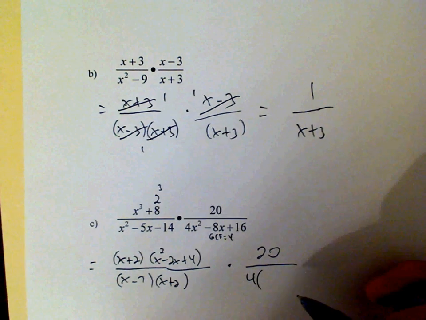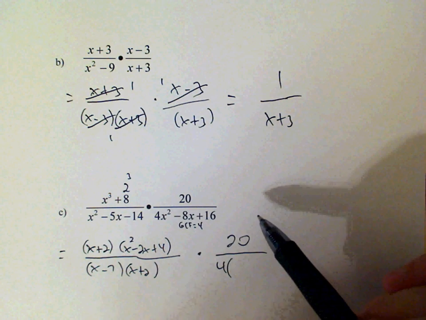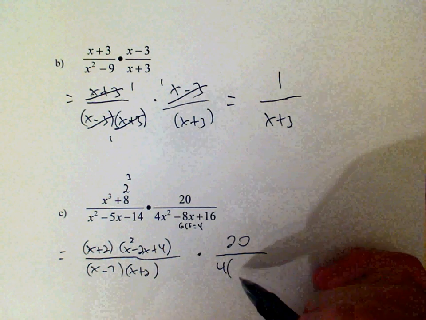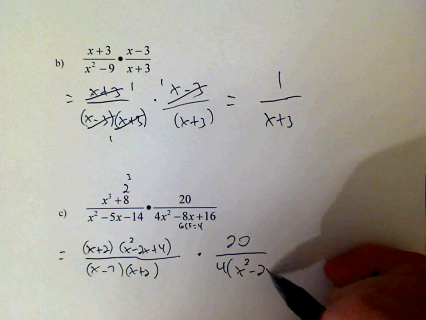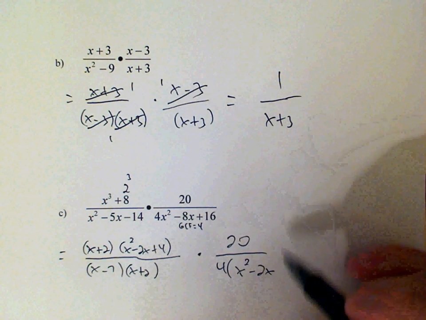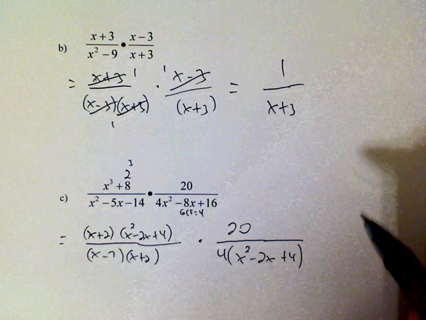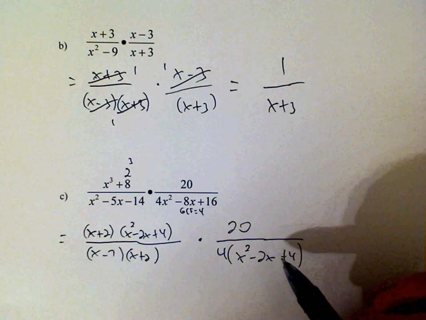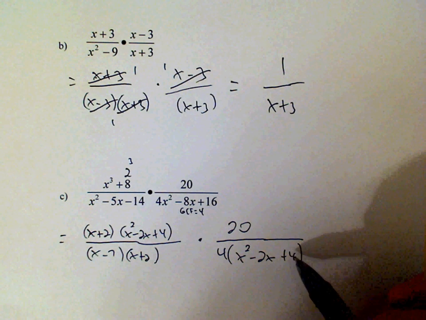So I'm going to write that in front of my parentheses and divide each of those by 4. 4x squared divided by 4 is x squared. Negative 8x divided by 4 is negative 2x. And 16 divided by 4 is a plus 4. Now watch this. I could check and see if this factors, but I don't really need to. It doesn't factor, by the way. There are no factors of positive 4 that give you a negative 2.